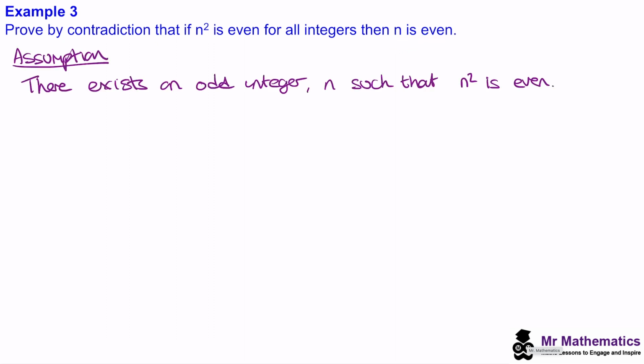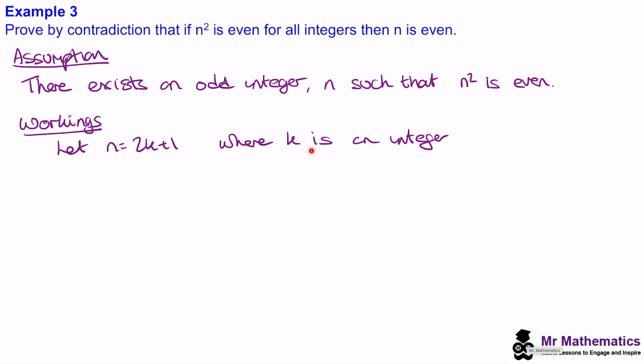So our first step is to assume the opposite, where we say there exists an odd integer, which we'll call n, such that n squared is even. So for our workings, we'll let n equal 2k plus 1. So this must be odd because 2k is even, and again, when we add 1 to an even, we get an odd. And this is where k is an integer.